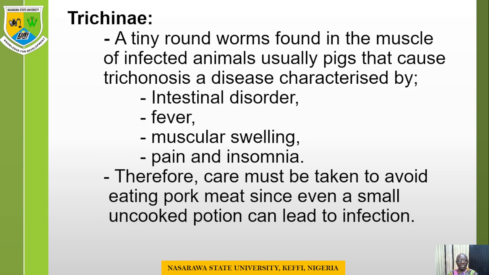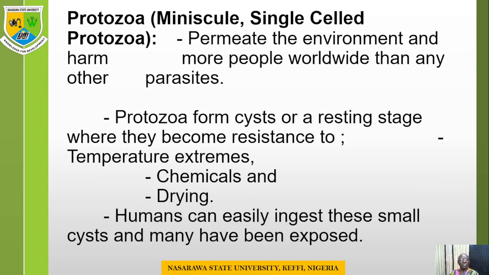What about trichinae? A tiny roundworm found in the muzzle of infected animals, usually pigs, that causes trichinosis, a disease characterized by intestinal disorder, fever, muscular swelling, pain, and insomnia. Therefore, care must be taken to avoid eating pork meat, since even a small uncooked portion can lead to infection.